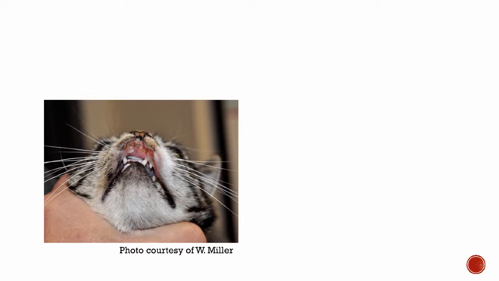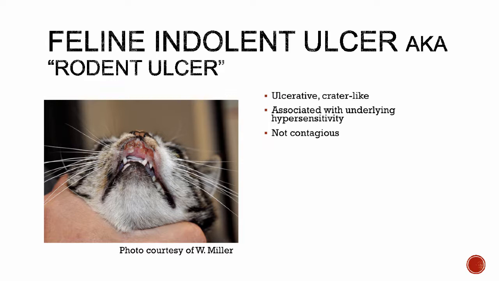Why did we call it a rodent ulcer? We used to think the cat got bit by a rat. But it doesn't. It is an underlying hypersensitivity. It is not contagious. It causes that ulcerative lesion of the lip. So we try to manage anything it might be allergic to. So you want to use nice non-reactive bowls. You want to make sure things are clean. And often these can either self-resolve or respond well to steroid treatment.